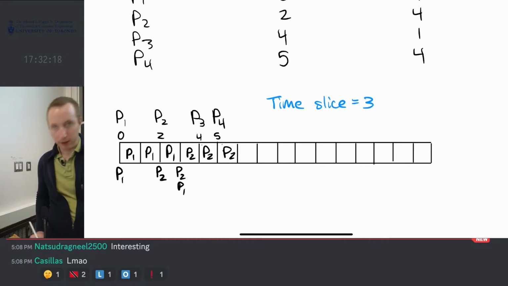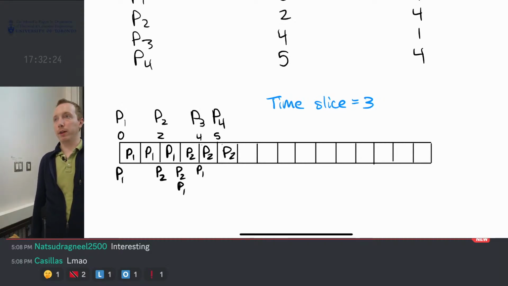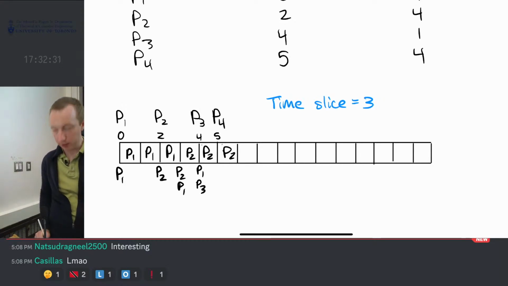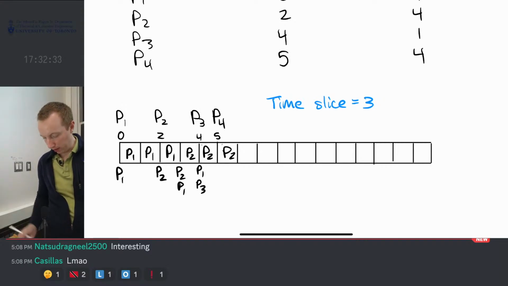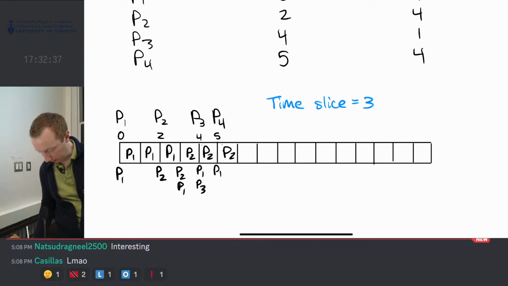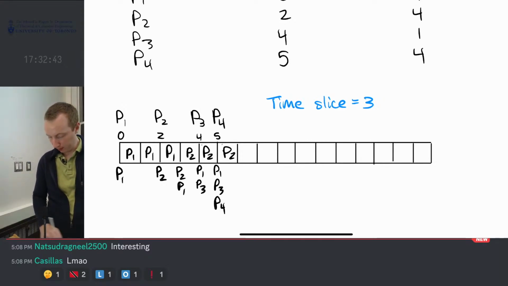And during that, well, at time 4, I would have P1 at the front of the queue, and then P3 arrives, so it would go at the end. So my queue would look like P1, P3, and then nothing. And then at time 5, P4 arrives, so it would go to the end of the line. So we would have P1, P3, then P4.